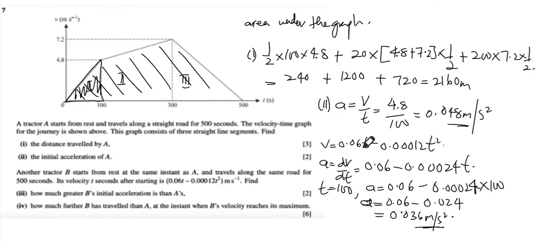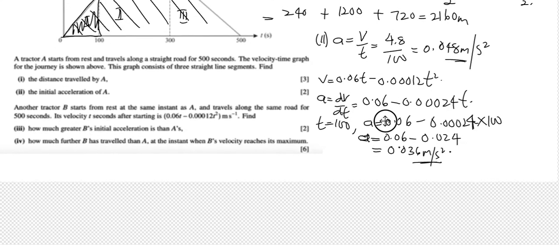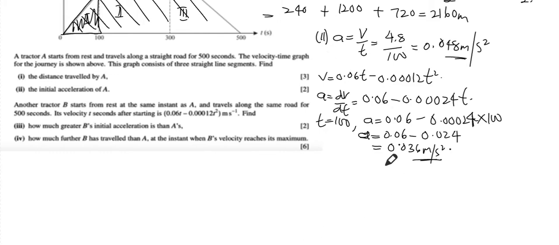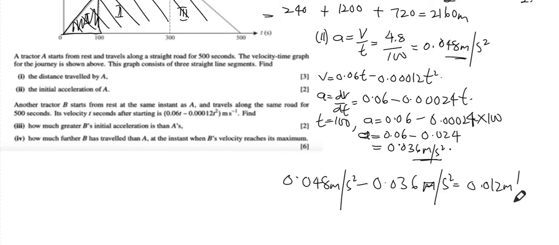So for particle A, the initial acceleration was 0.048, and for particle B, the initial acceleration is 0.036. So subtracting them, 0.048 minus 0.036, the answer is 0.012 meter per second squared. Don't worry about the sign, whether negative or positive. The question here is what is the difference. So the difference is 0.012 meter per second squared.